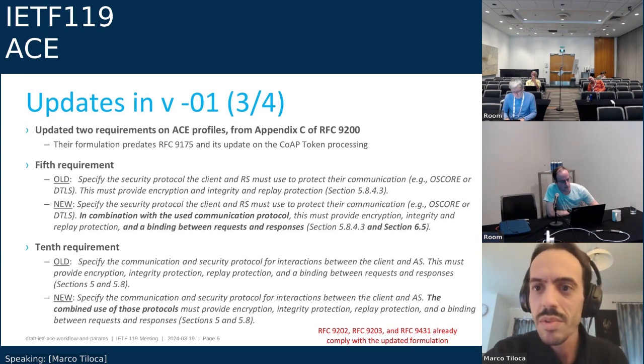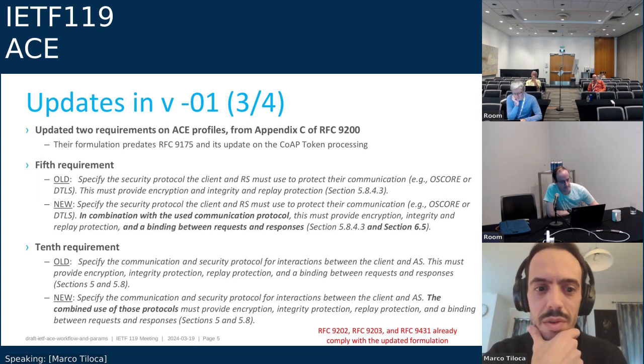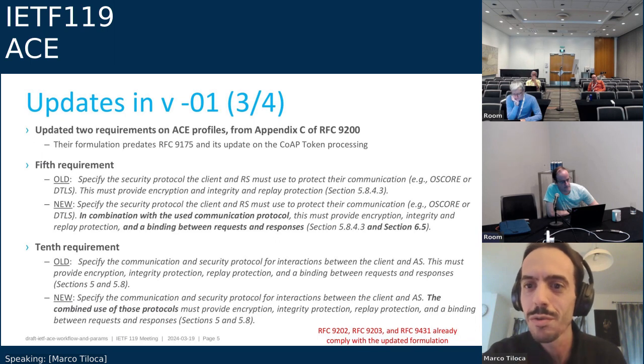So this is an attempt to improve the formulation of those two requirements from the framework to stress that what we have at stake here is really the binding between request and responses, that was somehow not present only in one of those two requirements, and that you really have to take care of the combination of the communication and security protocol. While it was not clear exactly what of the two, or if both of them together, were responsible for that. And interestingly, the profiles already published as RFC are just fine and already complying with the new formulation.